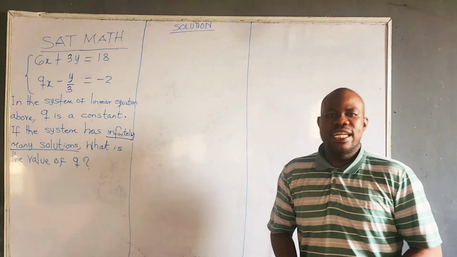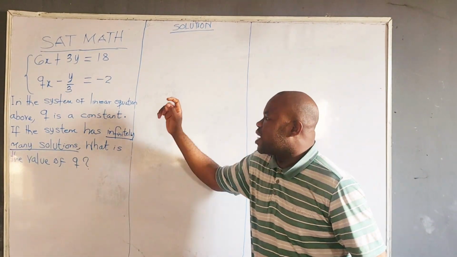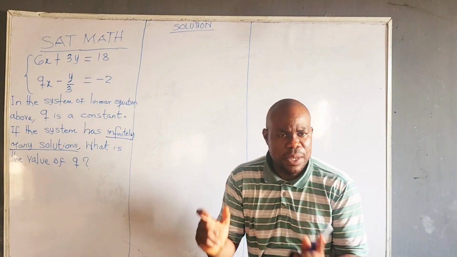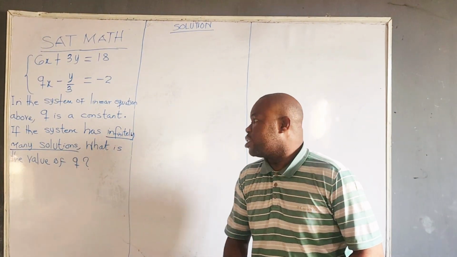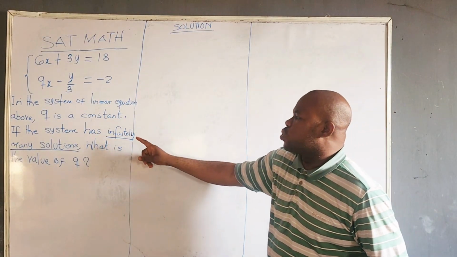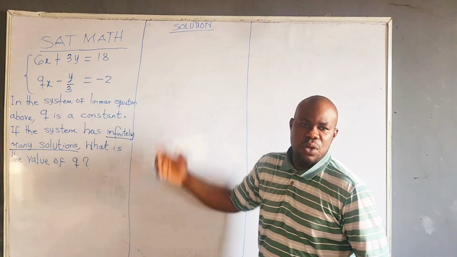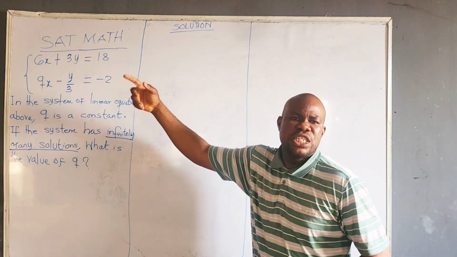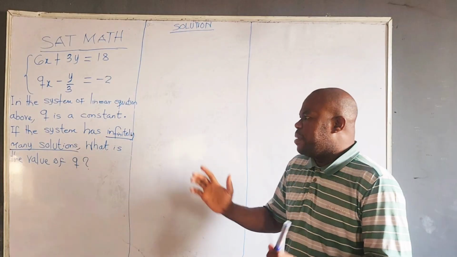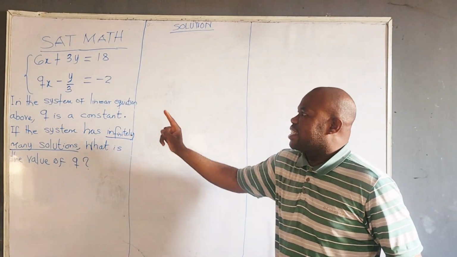Now, you need to understand, in the previous one we did, we talked about no solution, but now we are talking about infinitely many solutions. What does it mean for a system of linear equation to have infinitely many solutions? Eventually, when you solve it, the coefficient of x, y, and the constant will be the same for the two equations. So what is the key concept and formula you need to understand here?